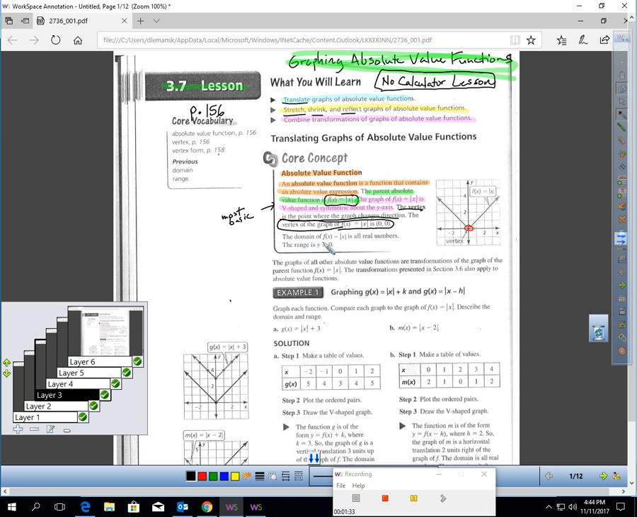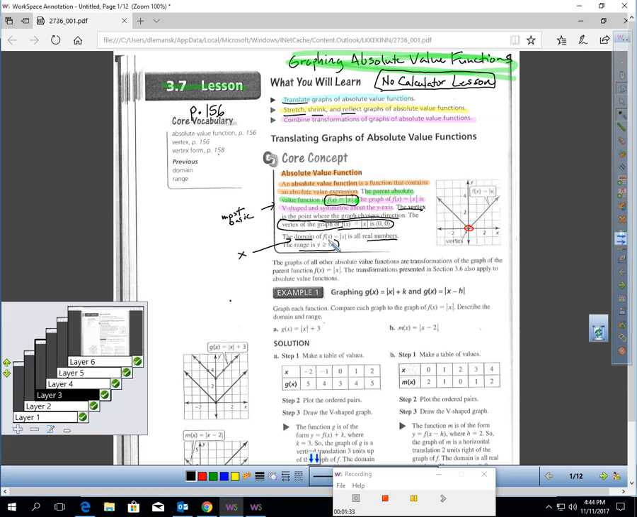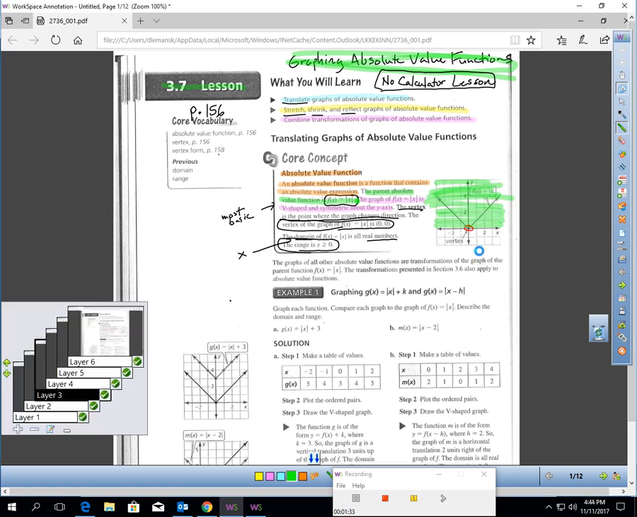The domain of f of x equals absolute value of x is all real numbers. Remember, domain is the x values. That means x can be any number, any positive, any negative number for this graph. X can be anything. However, the range, y, is always greater than or equal to 0. That's easy to see here. Let me take a highlighter and show you. Can you see how this graph is only above 0 for y? I'm highlighting that. This graph never goes into the negatives. Y is always positive on the parent function.